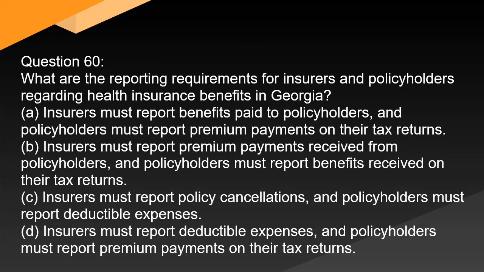Question 60. What are the reporting requirements for insurers and policyholders regarding health insurance benefits in Georgia? A. Insurers must report benefits paid to policyholders, and policyholders must report premium payments on their tax returns. B. Insurers must report premium payments received from policyholders, and policyholders must report benefits received on their tax returns. C. Insurers must report policy cancellations, and policyholders must report deductible expenses. D. Insurers must report deductible expenses, and policyholders must report premium payments on their tax returns.